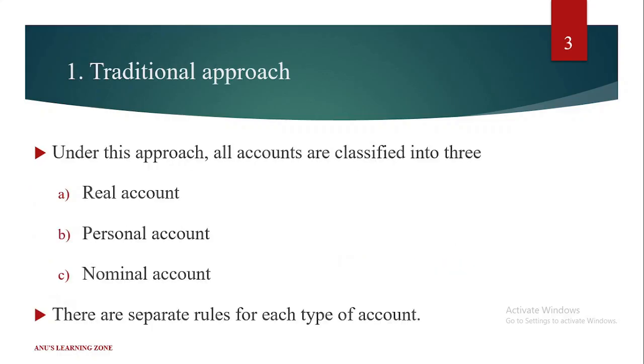Under this approach, there are three major accounts. The first one is the real account, which deals with all the assets of the company, the second one is the personal account, which deals with the persons or the individuals, and the third one is the nominal account, which deals with all expenses, income, loss, and gain of a company. For all three accounts, there are separate rules. So let us begin with the real account.